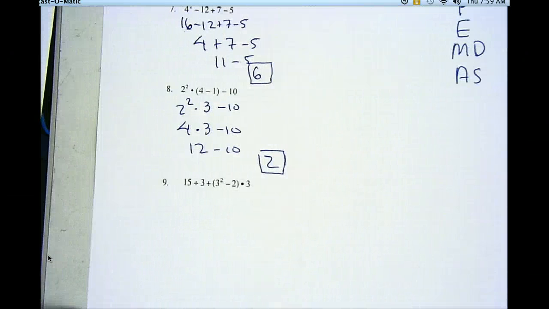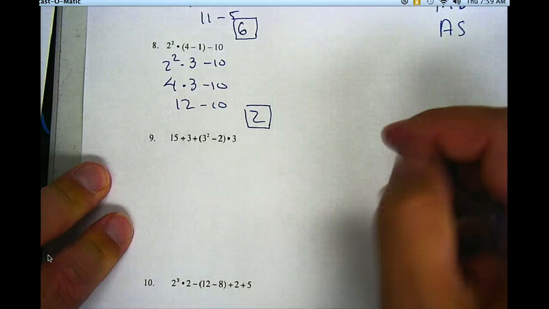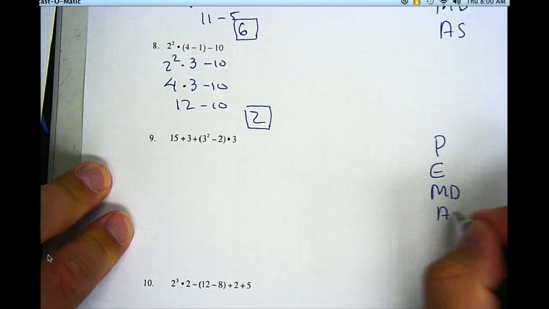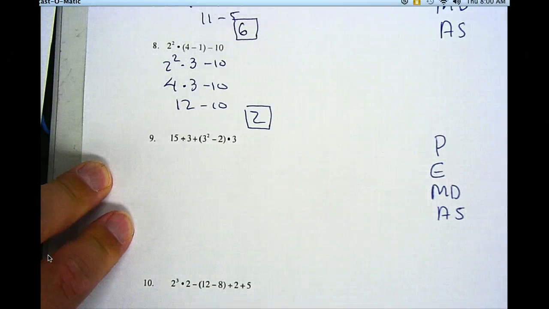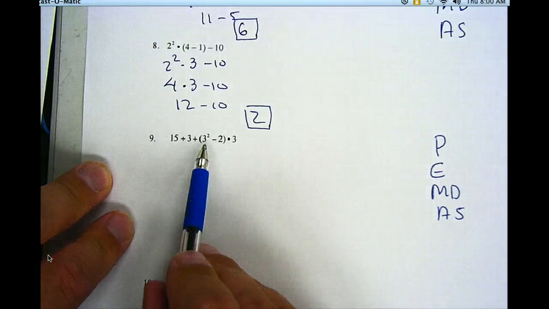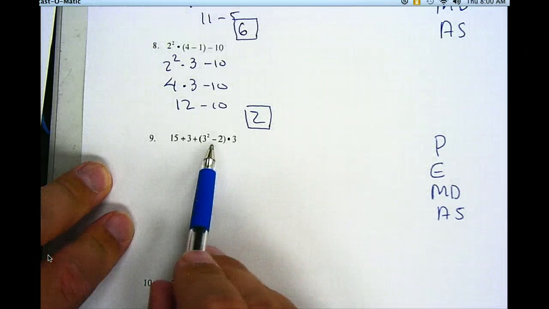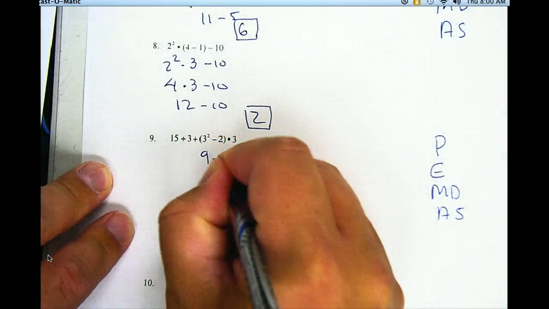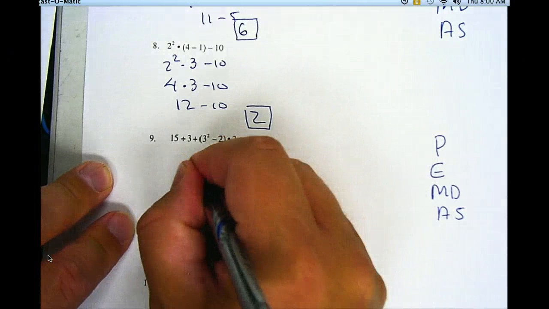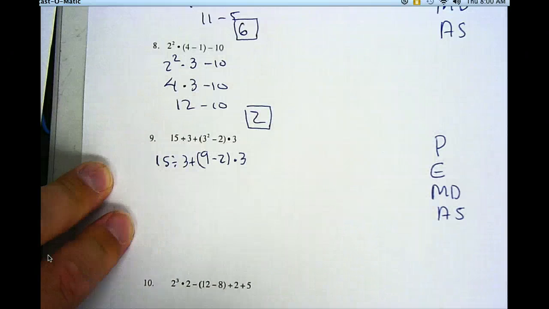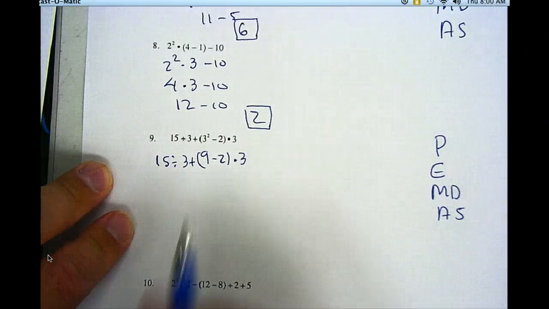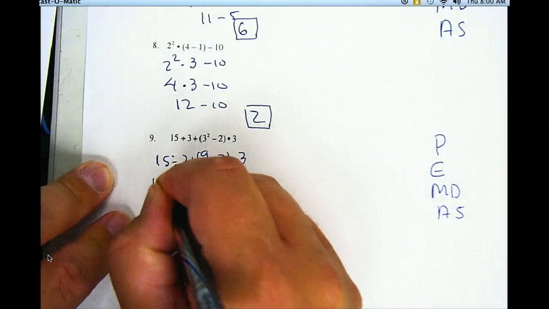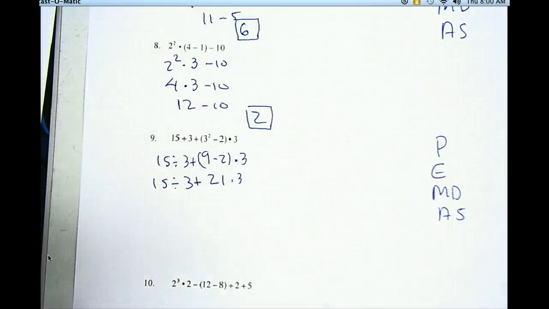Okay, the next problem, I'm going to write this PEMDAS over here so we can see it again. Parentheses, exponents, multiplication, division, addition and subtraction. Okay, so I do have parentheses, so I have to solve what's inside the parentheses first. I have 3 squared minus 2, so I have to do the 3 squared first. So that's going to be 9 minus 2. Everything else has to stay the exact same. Now I have 9 minus 2 next, so that's going to be 7, and everything else stays the same.